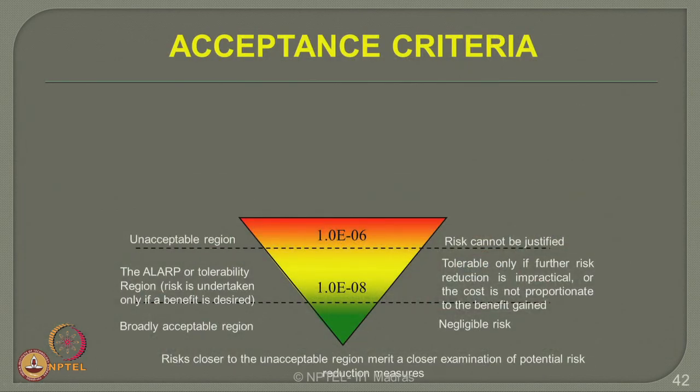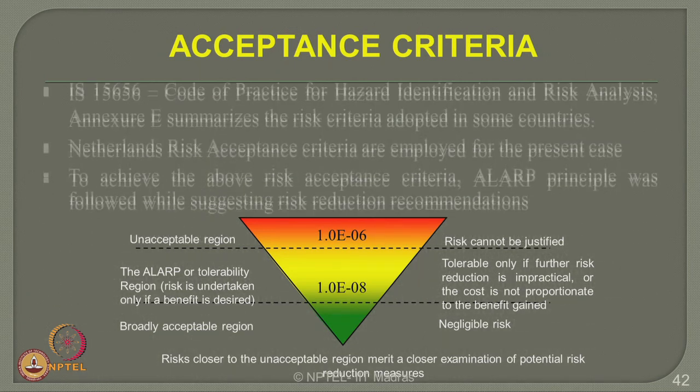Then we mark the risk obtained from the study in terms of acceptance criteria. The values which are unacceptable are as high as 1 × 10⁻⁶. The values which come in the alarm region are 1 × 10⁻⁸. The values which are in the unacceptable region are marked in the red band color.